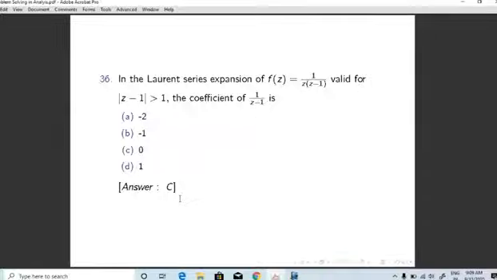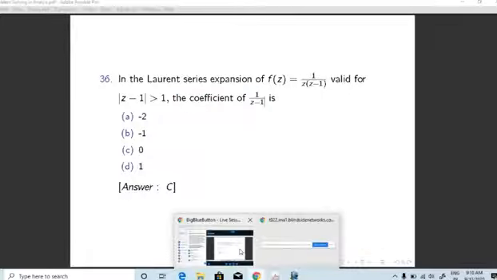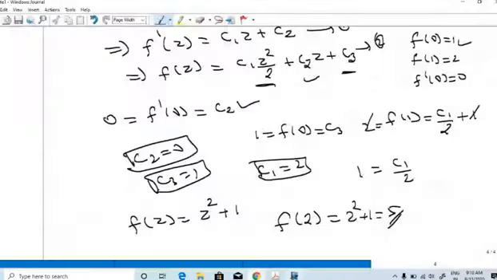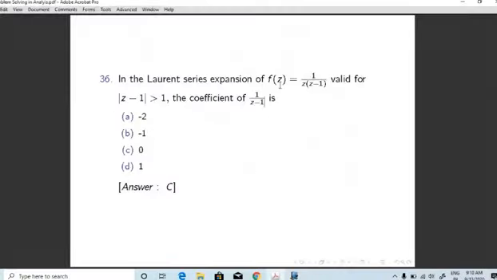Now, next question. In the Laurent series expansion of the function f of z equal to 1 by z into z minus 1, valid for modulus of z minus 1 greater than 1, what is the coefficient of the term 1 by 1 minus z? Okay. Now, we have to write this function in some other form: 1 by z into z minus 1.